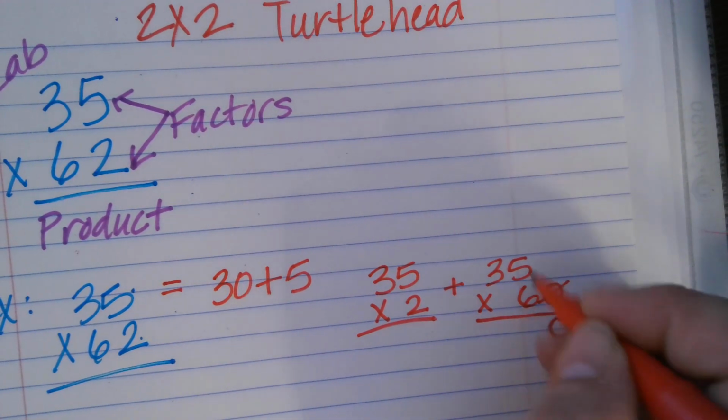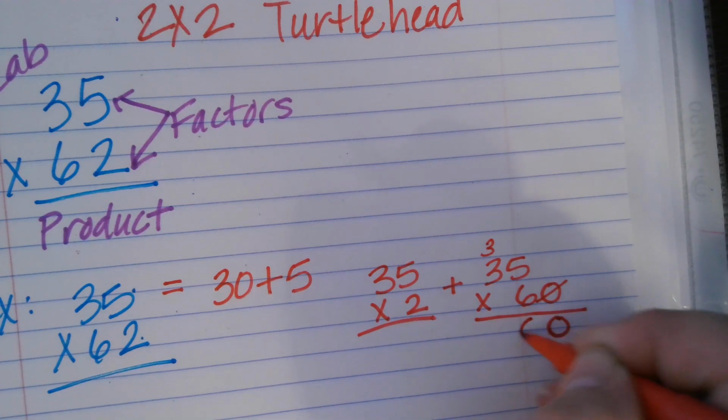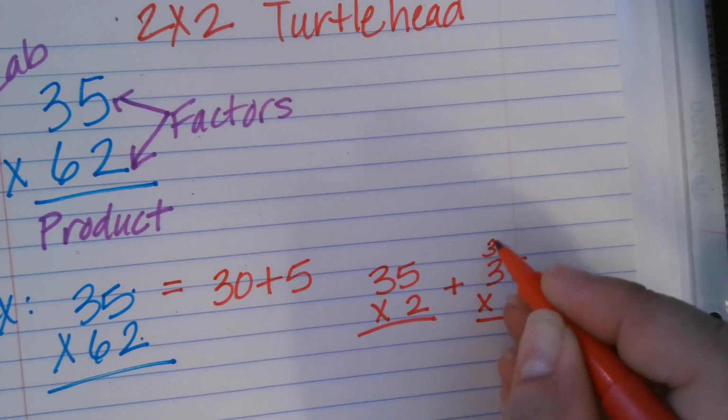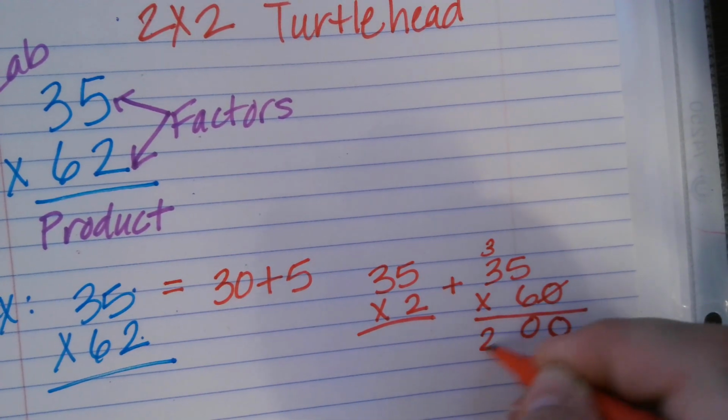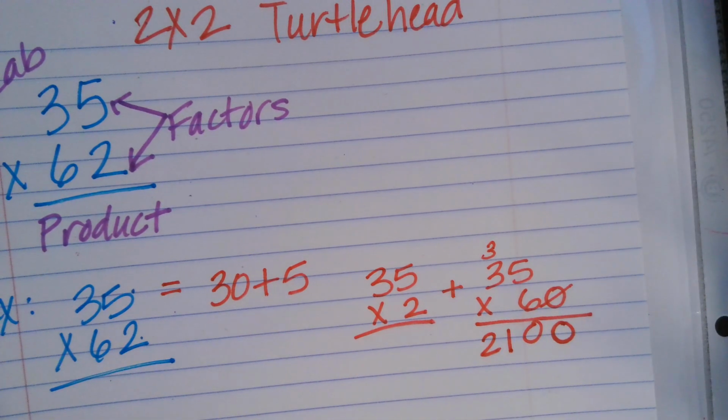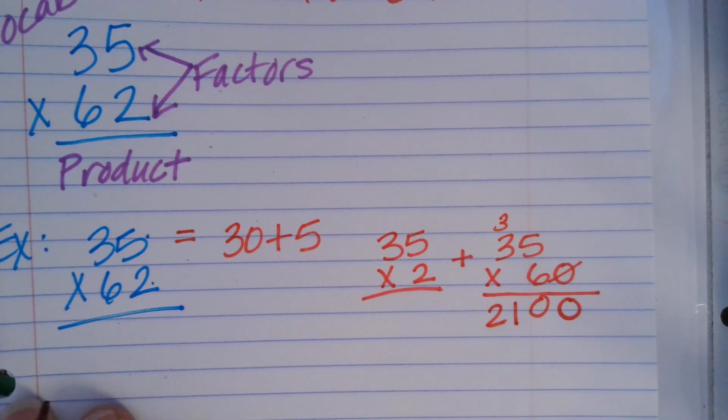So let's go ahead and do that. And we'll just do it old school. That's 30. That's 18, 19, 20, 21. Okay? Are y'all with me here?